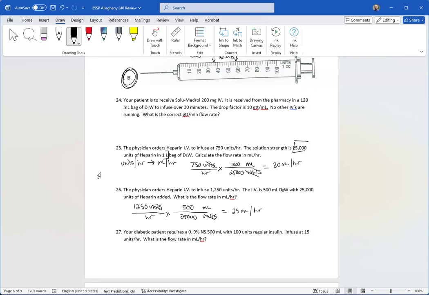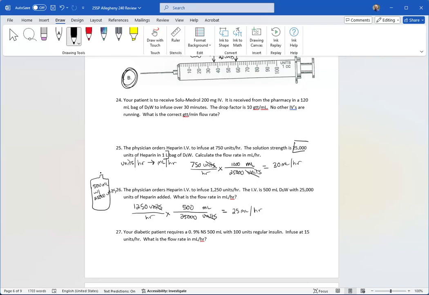So like I always tell students, for question 26, here's your IV. It's up on the pole there, connected to tubes, connected to the patient. And this is a 500 milliliter solution that has the 25,000 units of heparin. So you can't separate them. They're in the same thing.